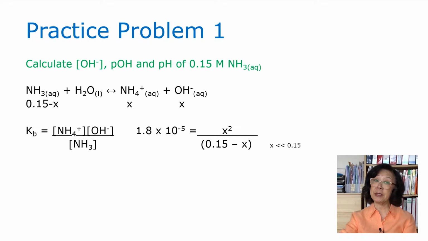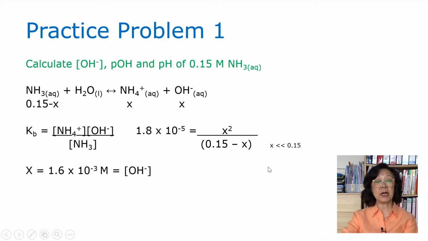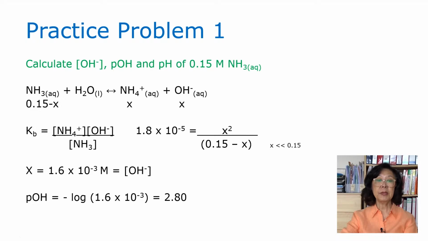The formation of hydroxide ion dictates the use of Kb in our calculation, so Kb is set up as product over reactant concentration without the liquid water in there. So 1.8 times 10 to the minus 5 is equal to x squared over 0.15 minus x. Now we can assume the x is very small and negligible, which can be dropped from the denominator. Solving for x, the hydroxide ion concentration is 1.6 times 10 to the minus 3 molar. Therefore, the pOH is equal to 2.80. And the pH can be calculated by subtracting pOH from 14.00 to obtain 11.20.